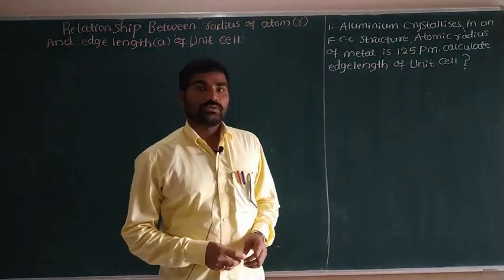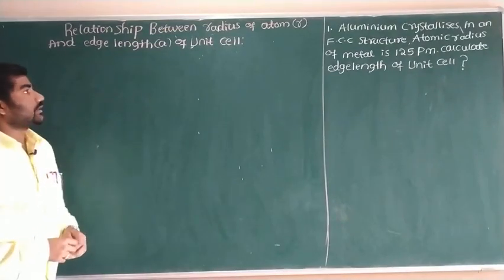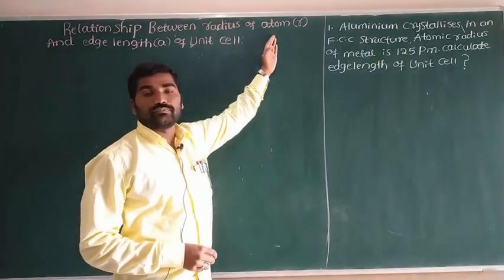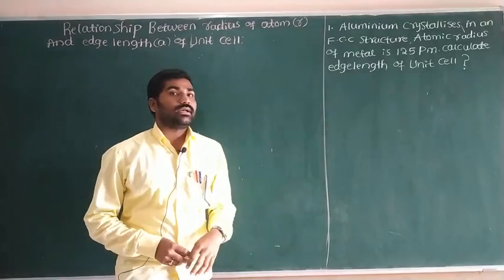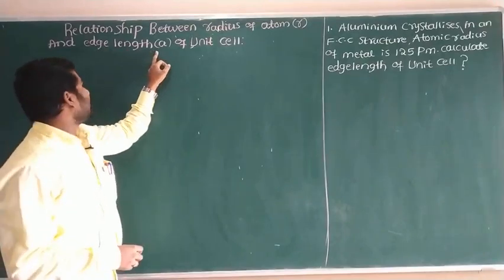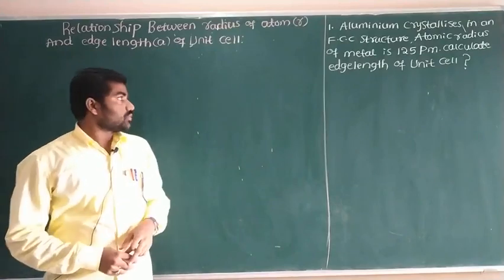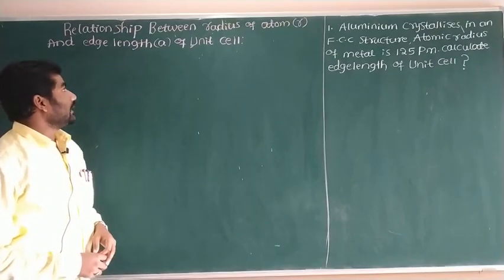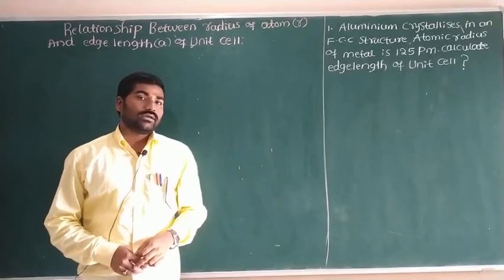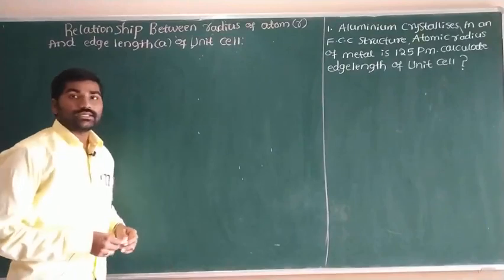Good morning, students. In this class we will discuss the relationship between the radius of an atom, metal or ion, which is represented as r, and the edge length of the unit cell, which is denoted by small letter a, in the different types of unit cells.